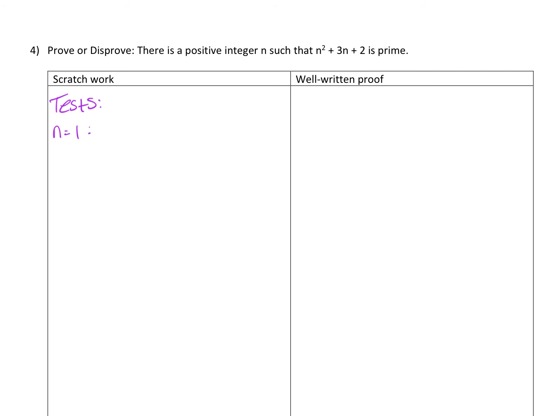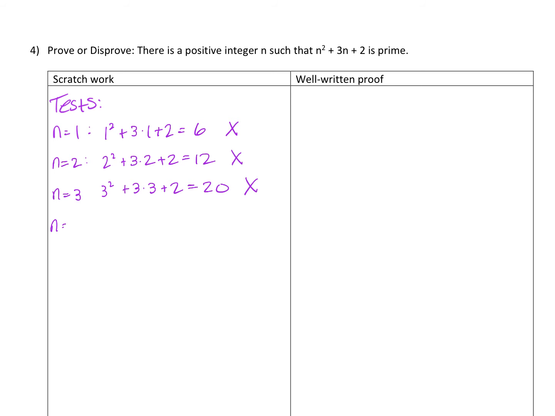So for n equals 1, I have 1 squared plus 3 times 1 plus 2, which is 6, which is not prime. Next positive integer, 2 squared plus 3 times 2 plus 2 is 12, not prime. n equals 3: 3 squared plus 3 times 3 plus 2 is 20, not prime. All right, let's see, one more. n equals 4: 4 squared plus 3 times 4 plus 2 equals 30, not prime.